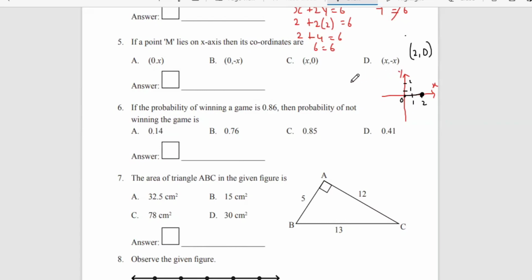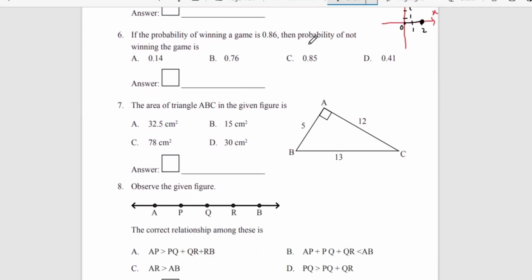Now you suggest any answer. Which option may be right? As you can see, the x value can be anything, because they are saying the point is lying on the x-axis. So the x value can be anything, and y will be 0. So our option C is the right answer, x comma 0. Moving to the sixth one.